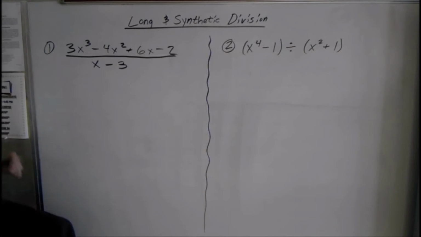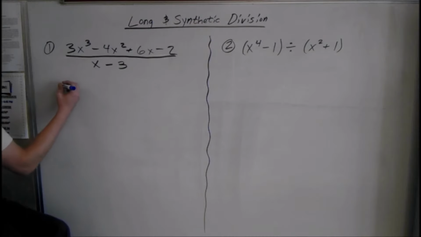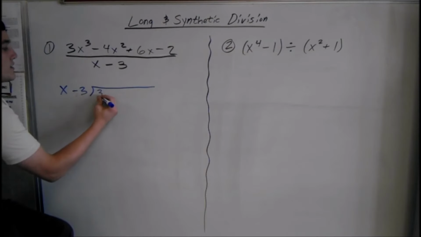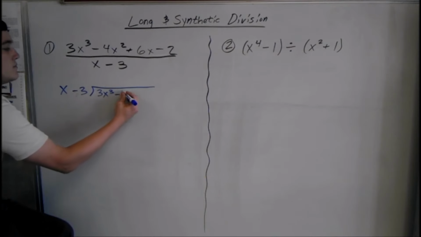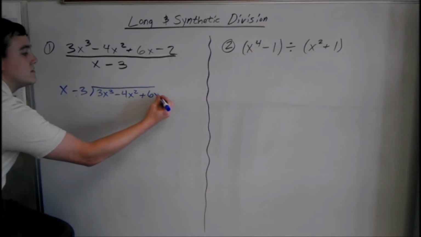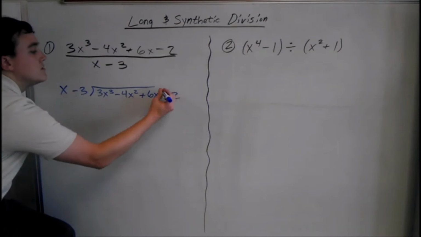So our first problem, we have x minus 3 going into 3x cubed minus 4x squared plus 6x minus 2.